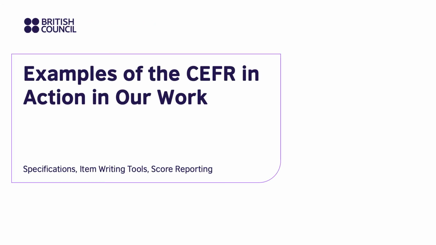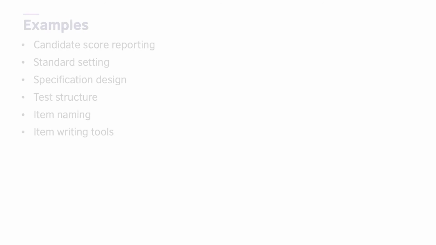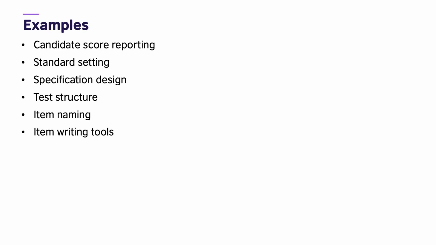In this final section, we will take a look at more specific examples of how the CFR is used in our work. Examples of how we encounter the CFR in our work include candidate score reporting, standard setting, specification design, test structure, item naming, and item writing tools. In terms of item naming, for example, we might simply call our task Listening A2, or, where multiple tasks exist for an individual level, Listening B1A or Listening B1B.